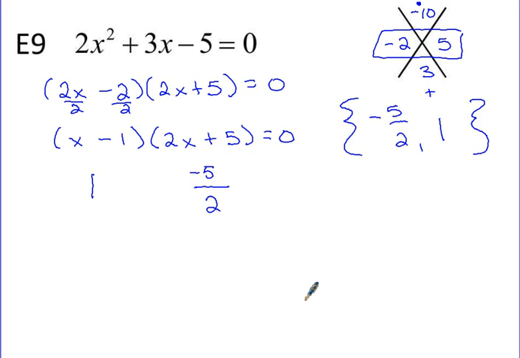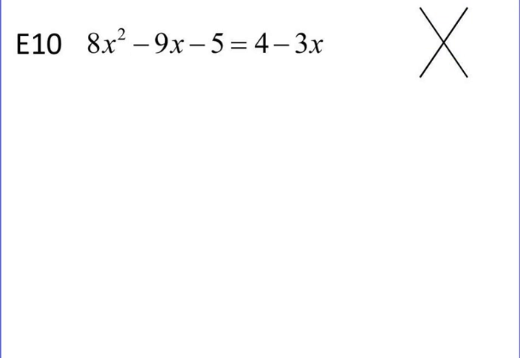Okay, one last problem on this. Let's take a look. Oh, everything's out of place, guys. We got to rearrange this whole thing. So we're going to move the 3x over to this side. When we do, we're going to be adding 3x to both sides, and I'm going to line it up underneath the one that is a like term. That's going to give me 8x squared minus 6x minus 5 equals 4.